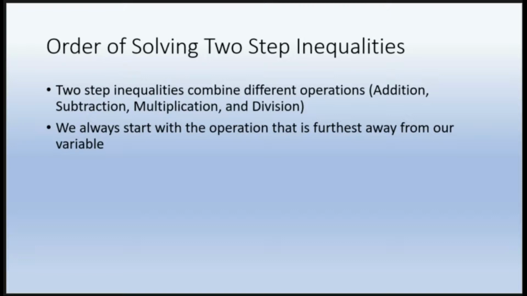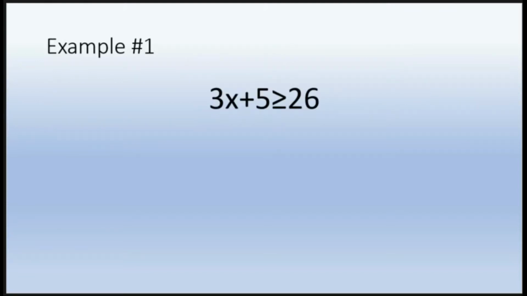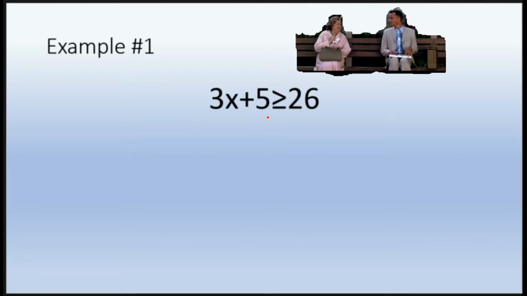And in order to undo these operations, or in other words, to solve them, we always start with the operation that is furthest away from our variable. So let's take a look at this. In this inequality, we have multiplication with the 3 and the x, and we also have addition. So we need to imagine that the 3x plus 5 are all sitting on a bench together, and this 3 and the x are sitting on one side of the bench, but this 5 is already sitting all the way on the other side of the bench.